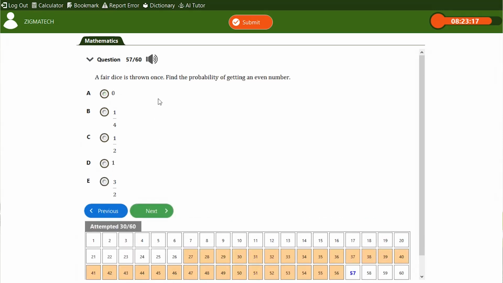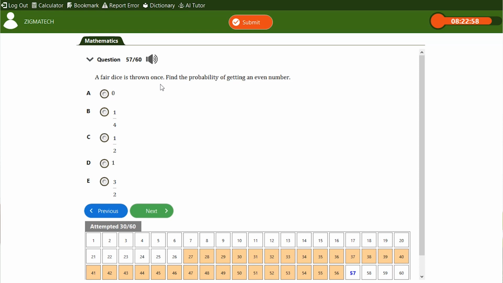Okay. Then the next question says, a fair dice is thrown once. Find the probability of getting an even number. From this formula, I say the favorable outcome divided by total possible outcome.